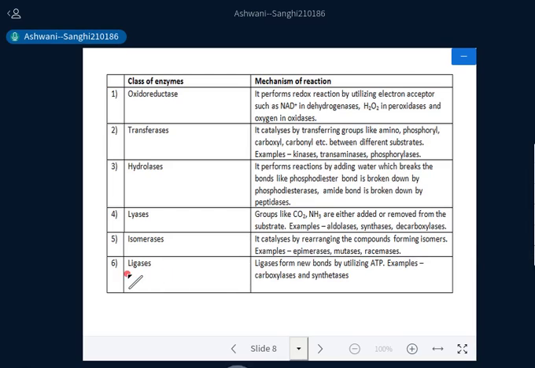Sixth class, that is the ligase. Ligase means form a new bond by utilizing ATP. Examples: carboxylases and synthases. So these are the 6 main classes of enzyme: oxidoreductase, transferase, hydrolase, lyase, isomerase and then ligase.